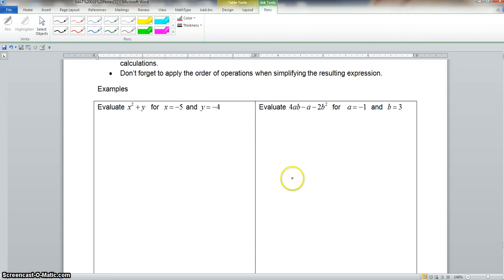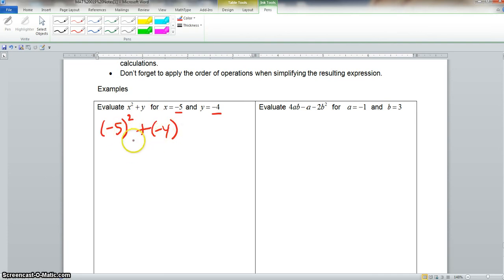Okay, now we look here. We have x squared plus y, for x is -5 and y is -4. So we're being asked to substitute in -5 wherever x appears and -4 wherever y appears. So we have our x squared, so we'll put in -5 for x in parentheses squared, plus we'll put in -4 for y. So now we have substituted. Now we do it like a regular problem.